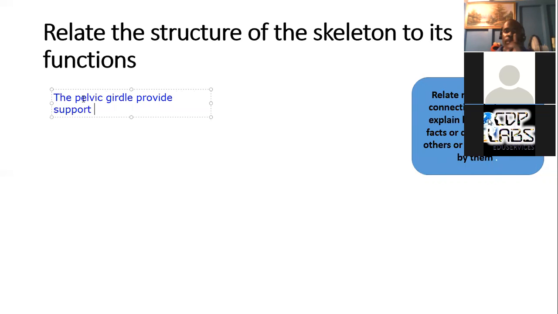But before you go on further, hold on. So the pelvic girdle provides support, right? Yeah, it's on the vertebral column. Okay, it's on the vertebral column. All right. Yes. So I like that. Well, hold on now. We're going further though.